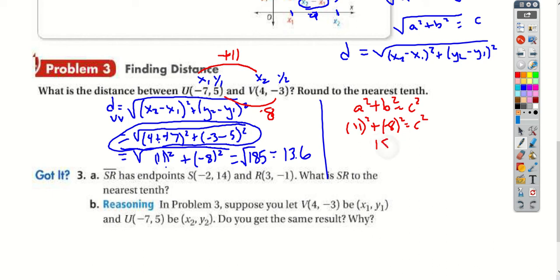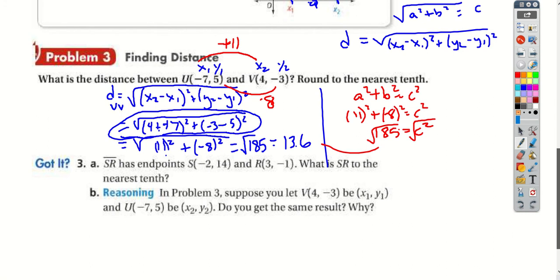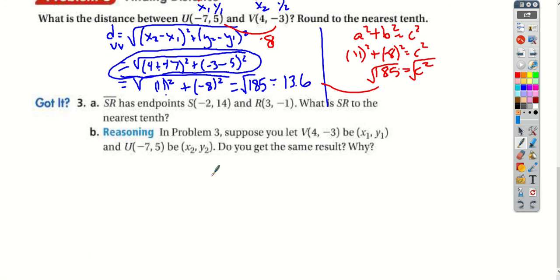Just trying to clean up that 8 for us. And then I'm just going to do the square root, and we'll end up at that same answer. Okay, so I'll let you guys decide how you want to do it. Go ahead and try it for the next one here, okay? And we're gonna skip this part right here. Don't worry about this. Just do the distance for SR. That's it, okay?